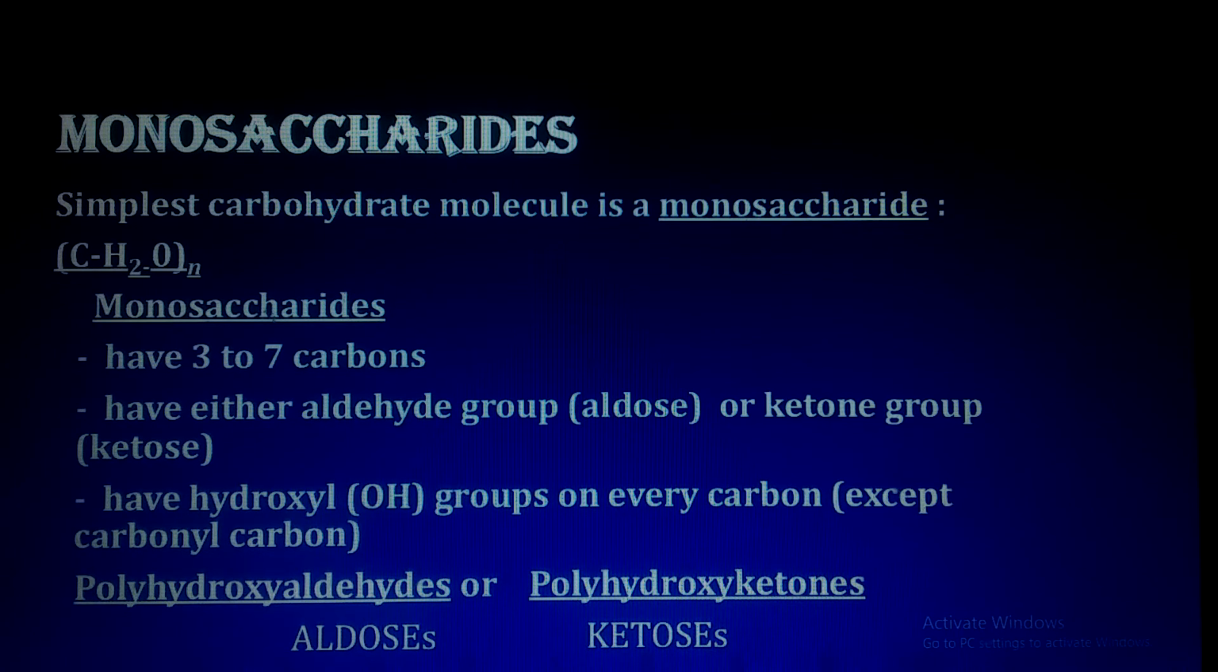Aldehyde group containing monosaccharides are known as aldoses, and ketone group containing monosaccharides are known as ketoses. They have a hydroxyl group on every carbon except the carbonyl carbon, which is also known as the anomeric carbon. Monosaccharides are of two types, aldoses and ketoses. Aldoses contain the aldehyde group and ketoses contain the ketone group.